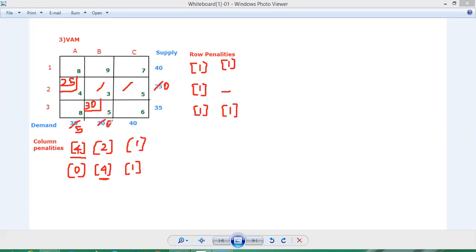This value has become 0. And here the remaining is 5. So this has become 0, right? We have nothing to allocate to this cell, strike out this cell.